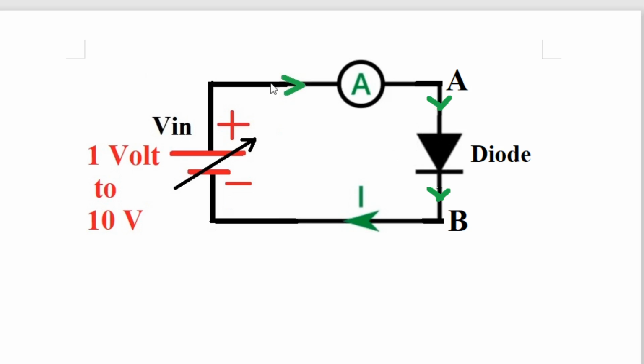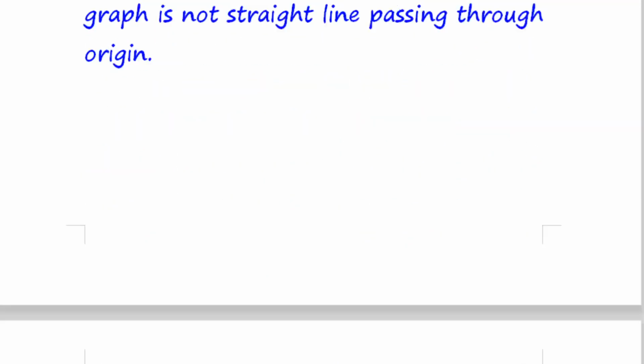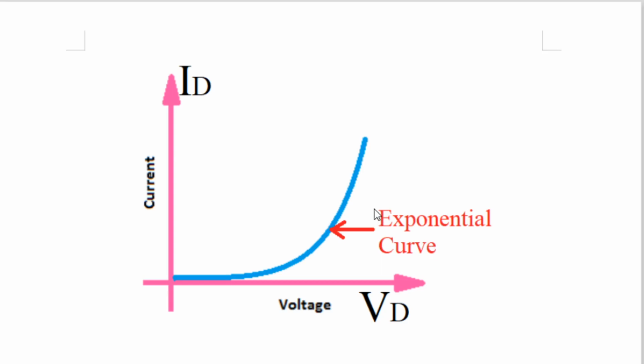The anode is connected to the positive of the battery, the cathode is connected to the negative of the battery, and the voltage applied to the diode starts from 1 volt to 10 volt, much greater than 0.7 volt onwards. So in this way the graph will be like this. If you plot the current flowing through the diode against the voltage across the diode, this graph is the forward bias characteristics of a PN junction diode.